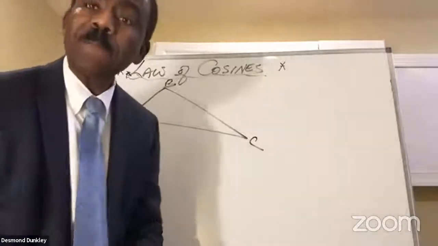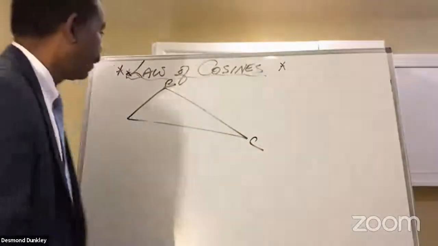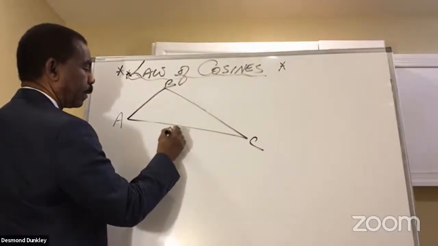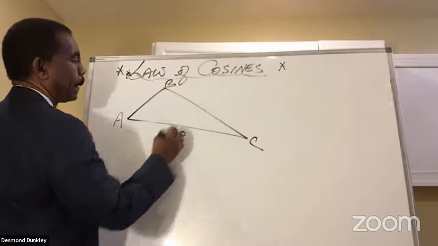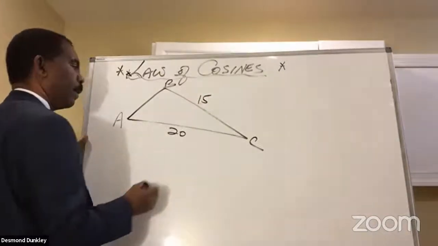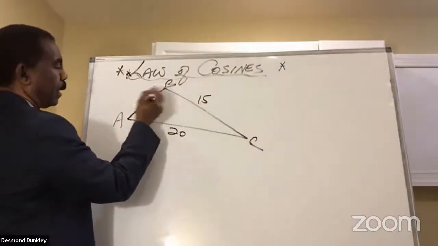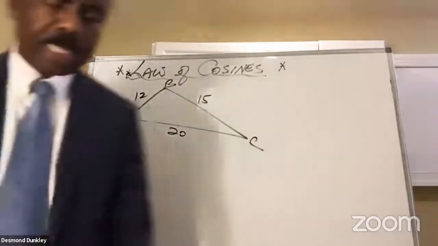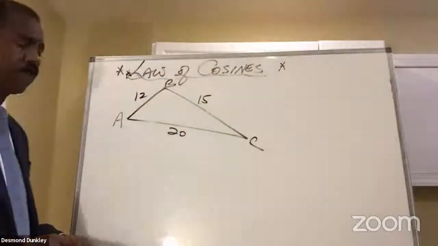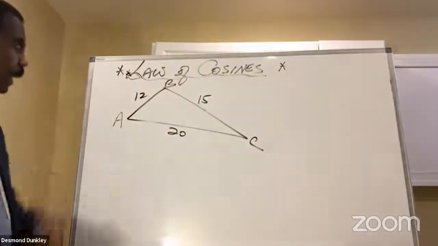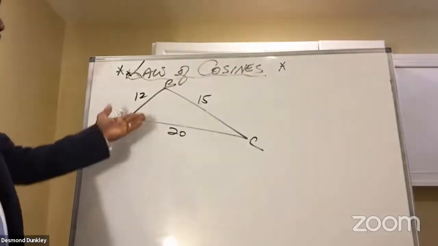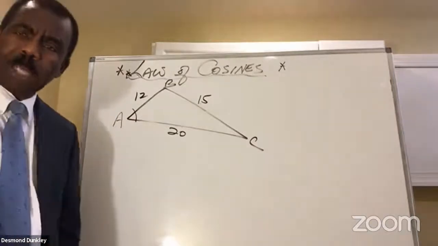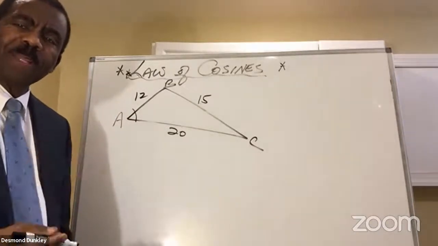I will also point out some very common mistakes that people make. So if this is A, and let's use, say, 20, let's use 15, and let's use 12. Okay, suppose we need to find angle A. How do we go about doing that?